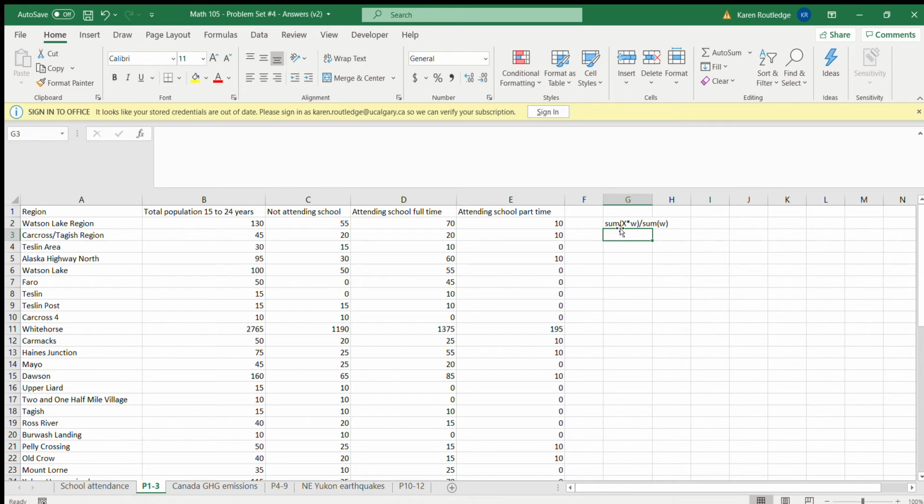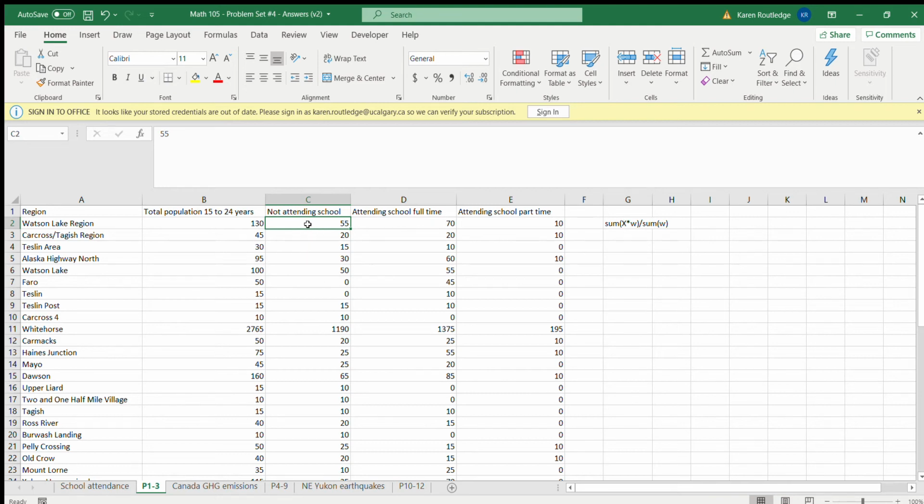So in this particular case, x is the value that we want. And so in this question, the value is the not attending school. And the weight for this question, question number 1, is something you needed to determine. Pretty much always, if there is an option to weight your data using population, the population should be your weights. And in this case, we do have a column that is population. So that is what we want to use as our weights.